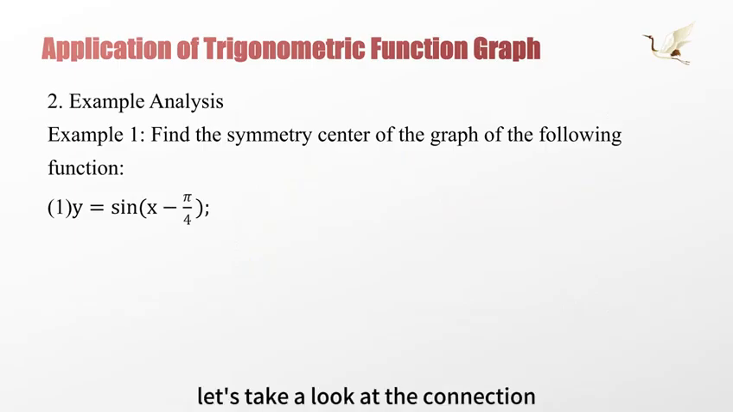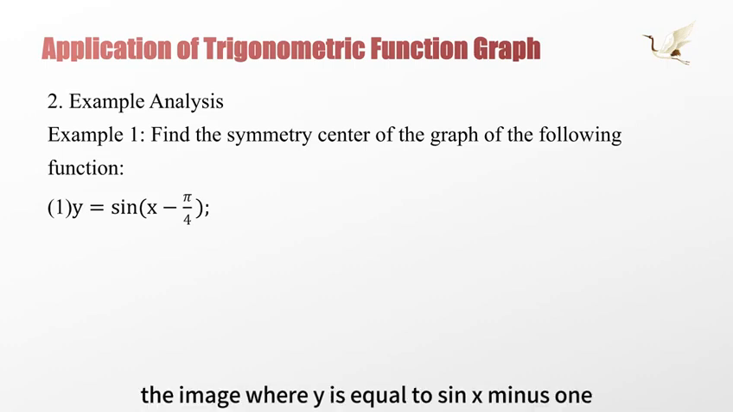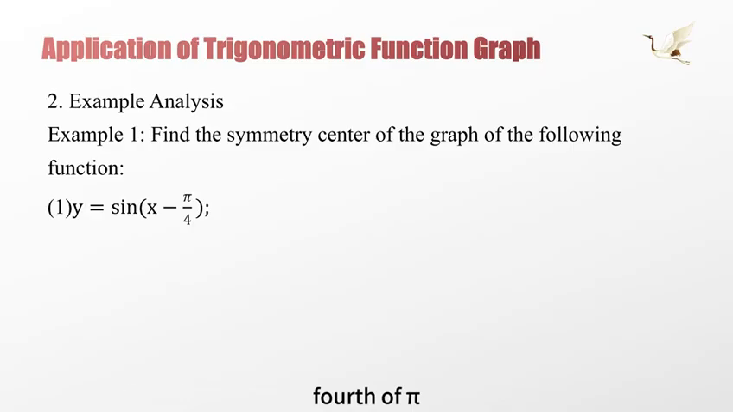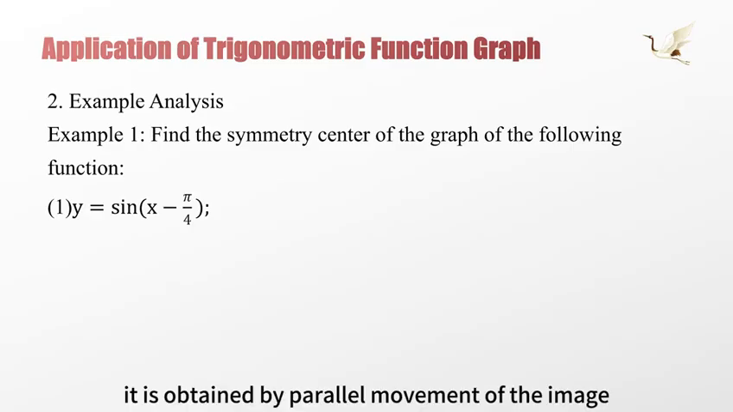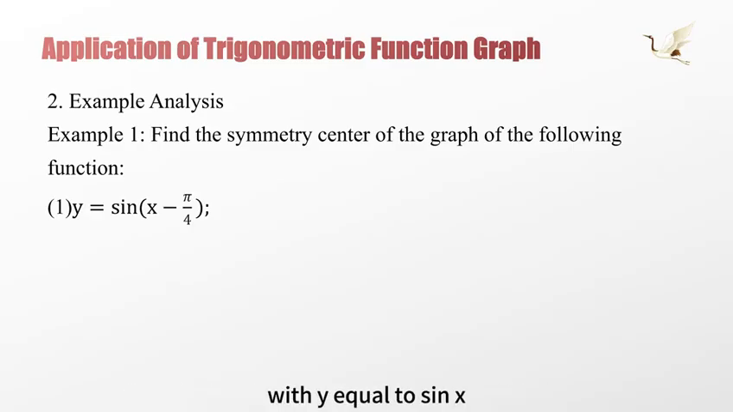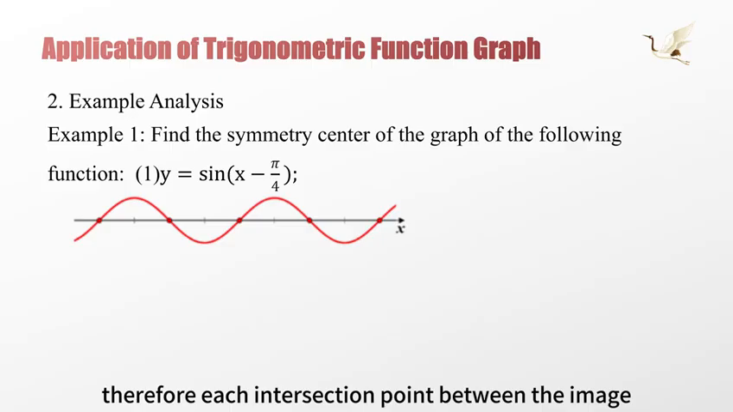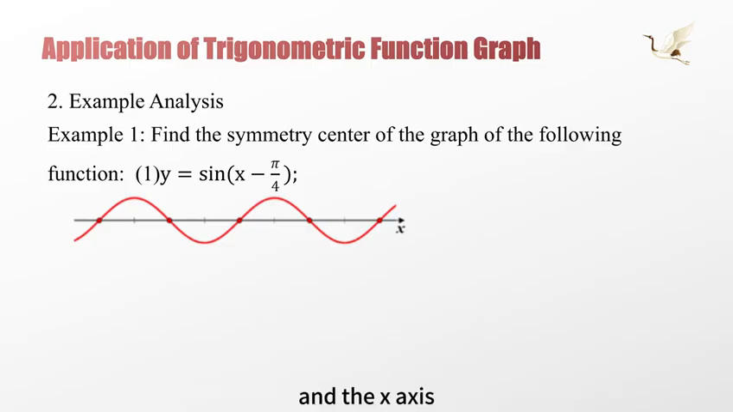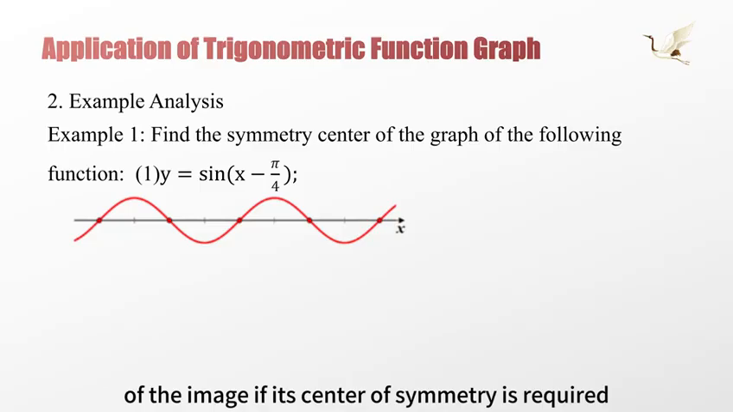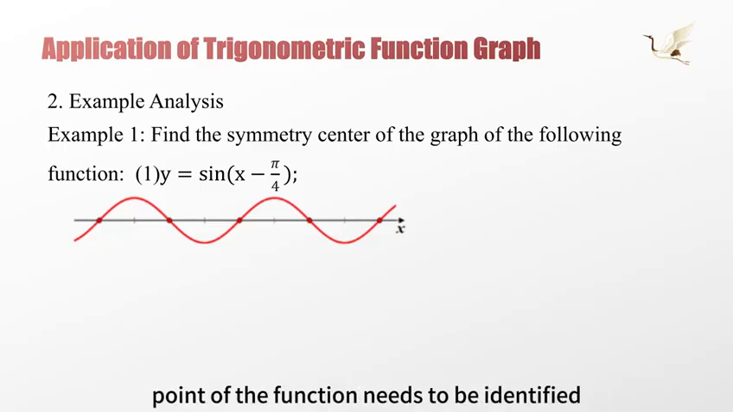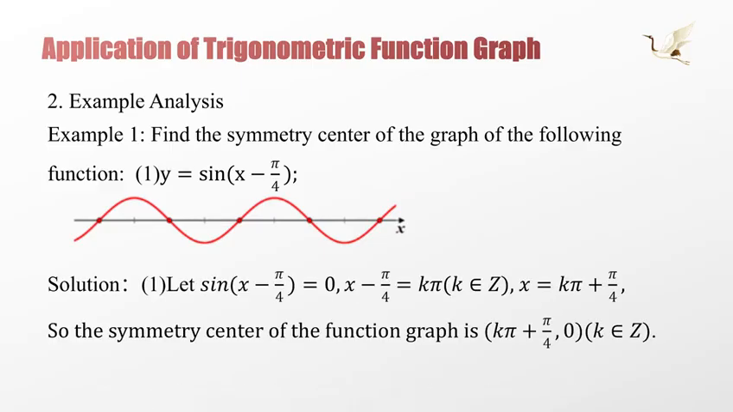Let's take a look at the connection between this function and the function y equals sin x. The image of y equals sin(x - π/4) is obtained by parallel movement of the image of y equals sin x. So, their shapes are exactly the same. Therefore, each intersection point between the image and the x-axis is a center of symmetry of the image. If its center of symmetry is required, only the zeros of the function need to be identified.